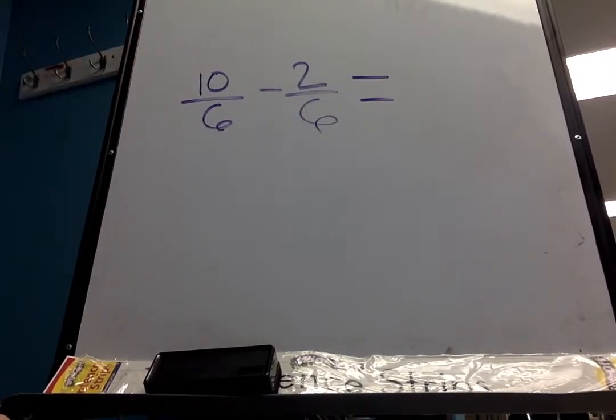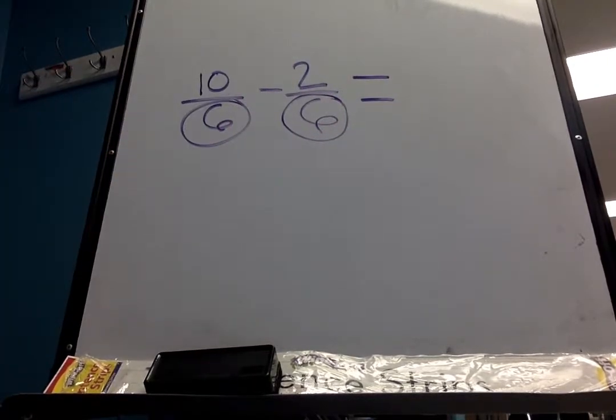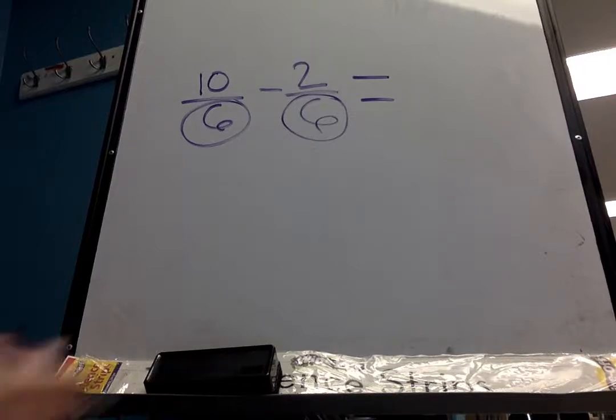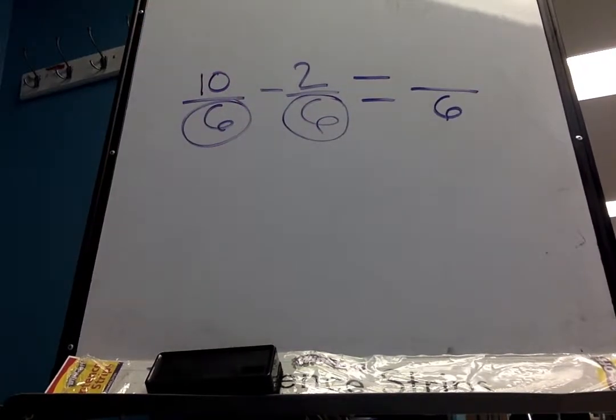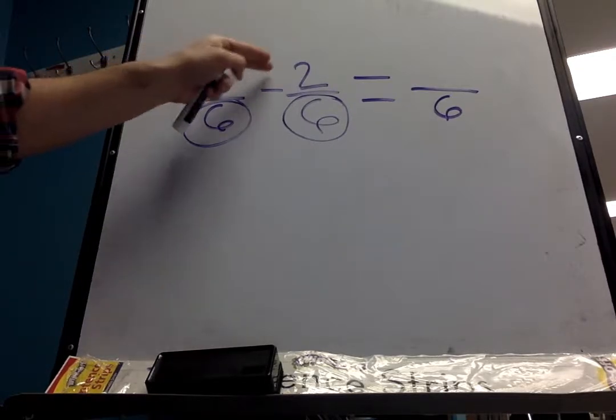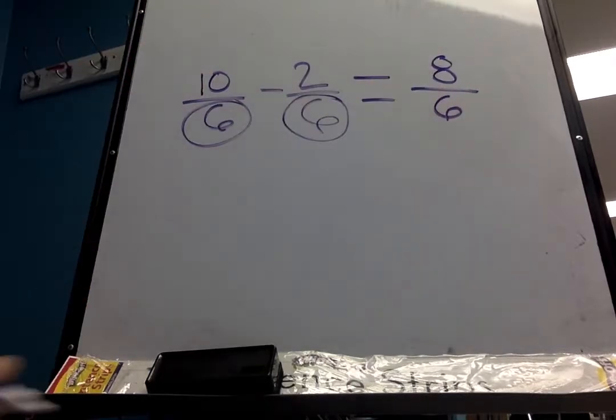So I'm going to start at 10 sixths minus 2 sixths. Again, denominator is in sixths. That means I can subtract. My denominator is going to stay the same when I subtract or add, like always. And I know that 10 minus 2 is equal to 8. So I have 8 sixths. But I still have an improper fraction.